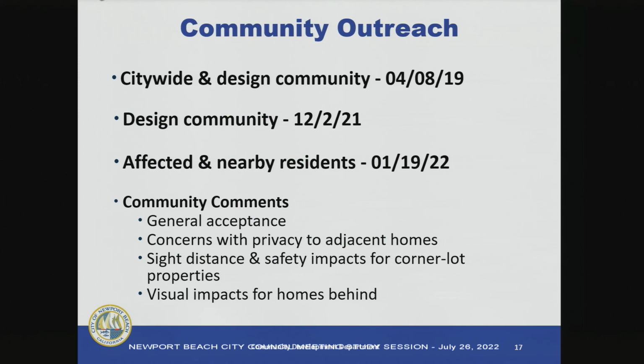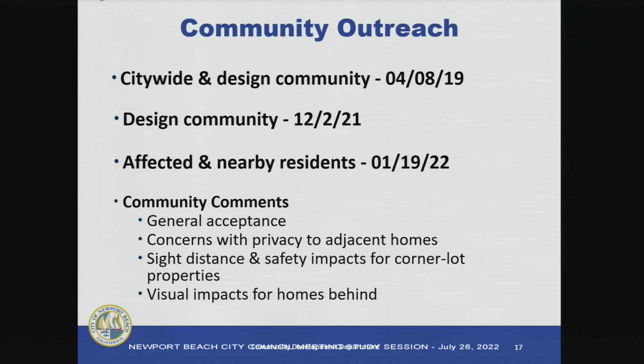Staff has conducted several community outreach meetings. So first, back in 2019, when we were first adopting the FEMA standards, we met with the city design community as well as residents to talk about the implications related to complying with these VE zone standards. And then once we started developing some changes to the code, we met with first the design community and then the affected and nearby residents. So we met with both the residents that were located in the VE zone or directly impacted homes behind the VE zone. Generally, our comments from the community were reflecting a general acceptance of the FEMA standards. They understood that we're required to comply with these building code requirements.